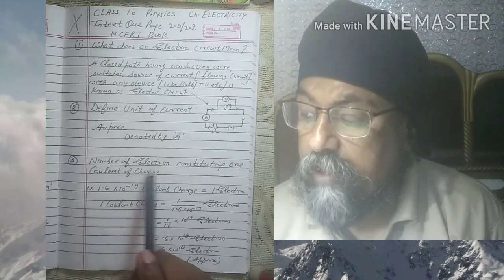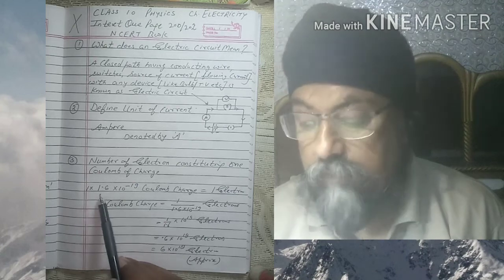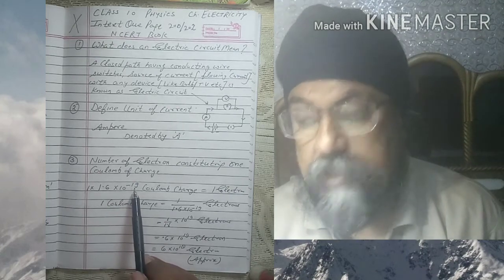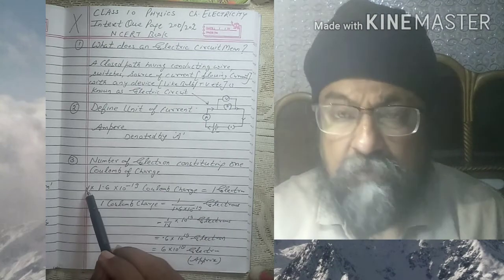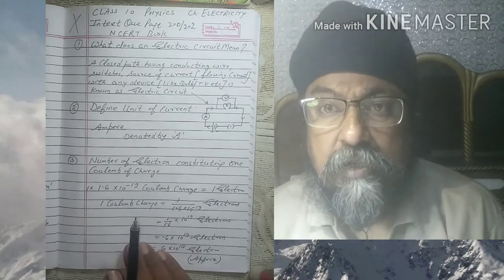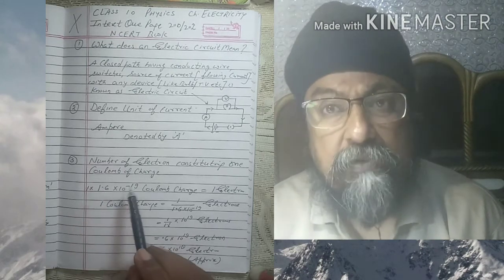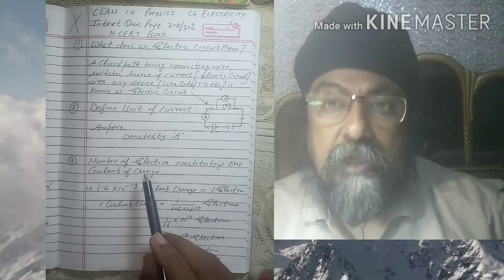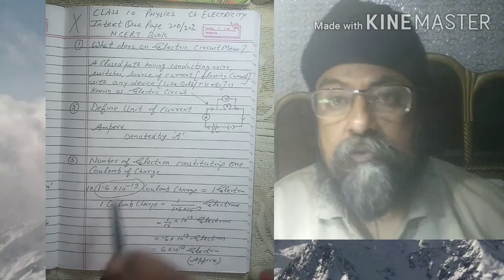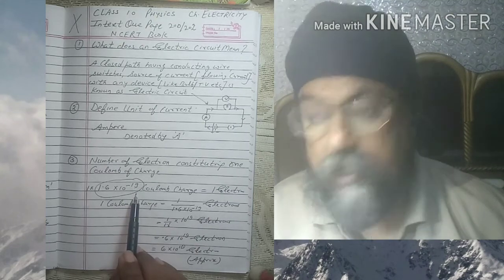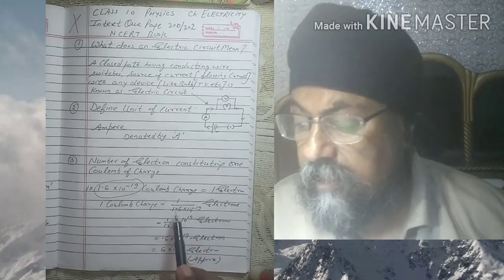Third question: the number of electrons constituting 1 coulomb of charge. We know that 1.6 × 10^-19 coulomb of charge is contained in 1 electron. We can write it as 1 × 1.6. No matter, because 1 is the universal multiplier and universal divisor; it cannot affect the value, magnitude, or mathematical value of anything. Now we have to shift this portion, 1.6 × 10^-19, to the other side. It is multiplying here, so when we shift it to the other side, it will be divided.